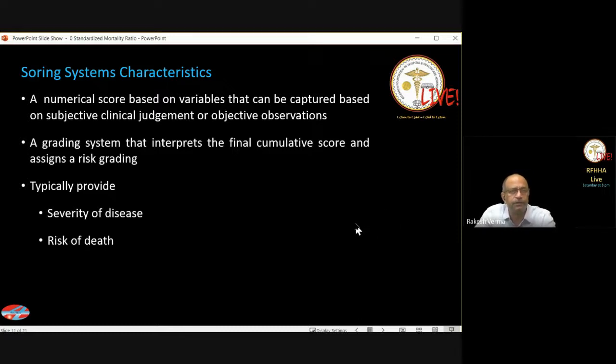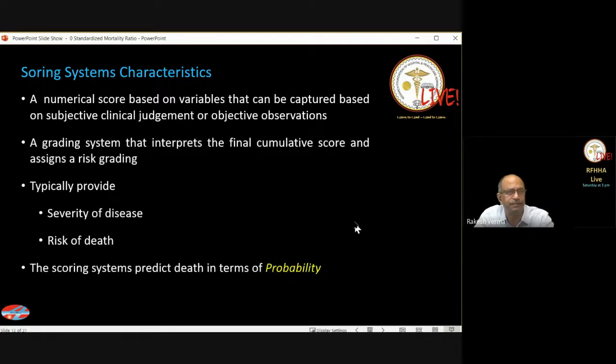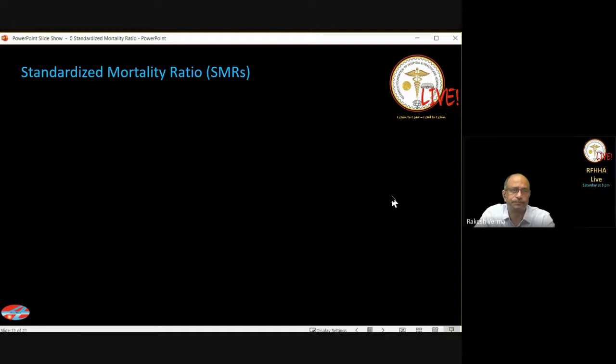So typically it provides the severity of the disease, which tells you the prognosis and also the risk of death. And this is the point where we are interested in. The scoring systems predict death in terms of probability. None of the scoring systems can ever give you that in absolute terms. So this is relative, and therefore it gives you only the probability.